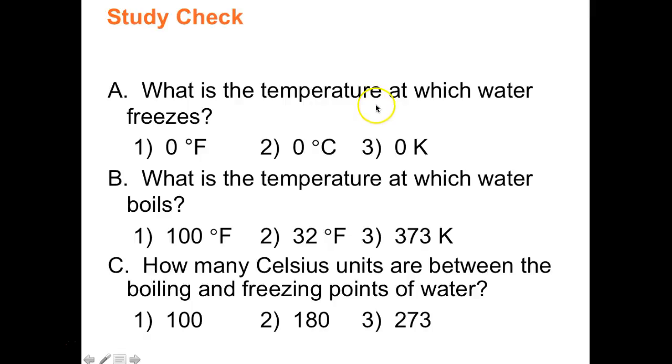What is the temperature at which water freezes? That would be 0 degrees centigrade. What is the temperature at which water boils? That would be 373 K. How many Celsius units are between the boiling and freezing points of water? That would be 100.